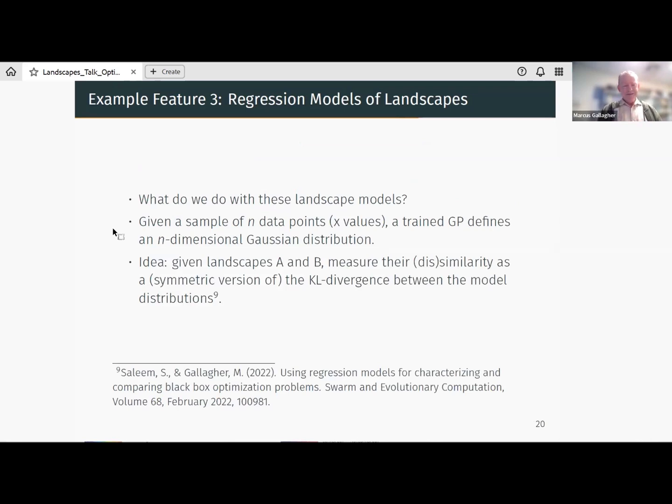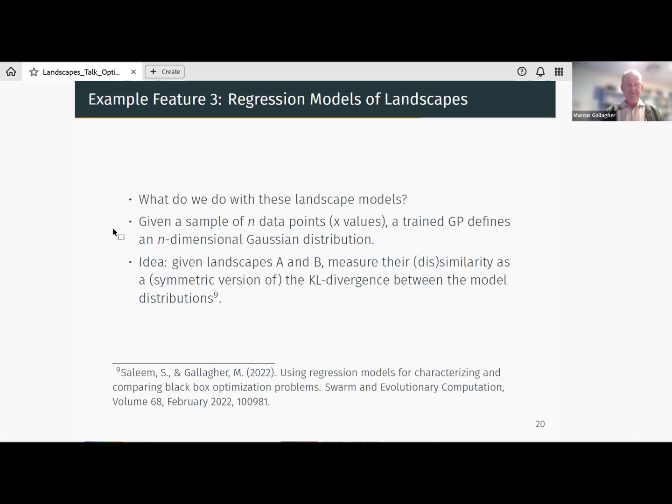What do I mean exactly? If you take a sample of data points from your problem, then you can train a Gaussian process and fit them, and then you have your surrogate model. If you have a sample of n data points, a trained GP defines an n-dimensional Gaussian distribution.